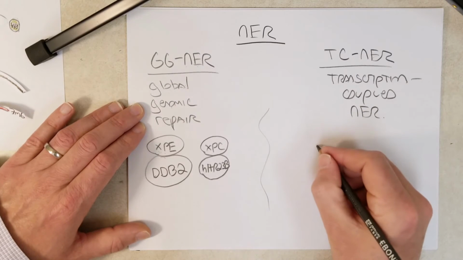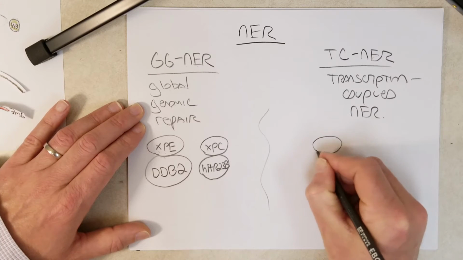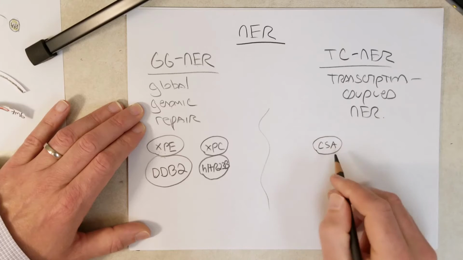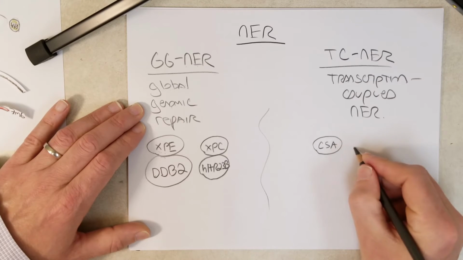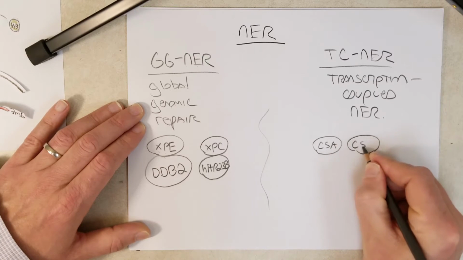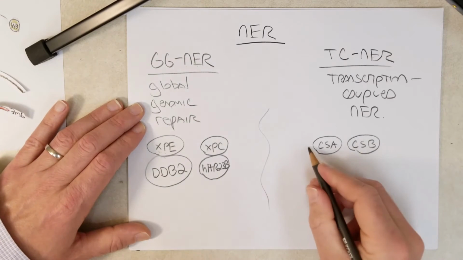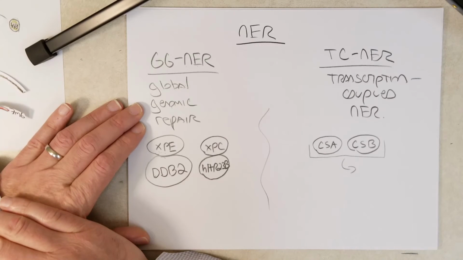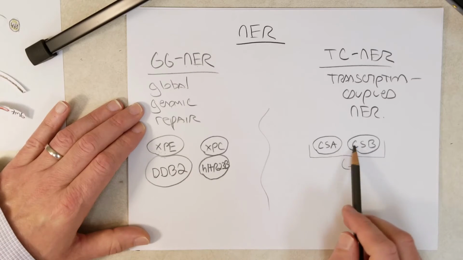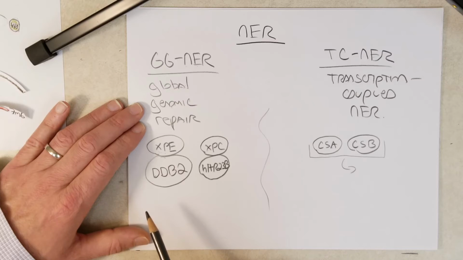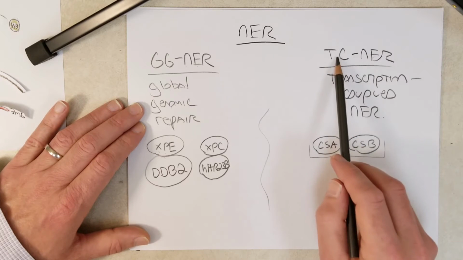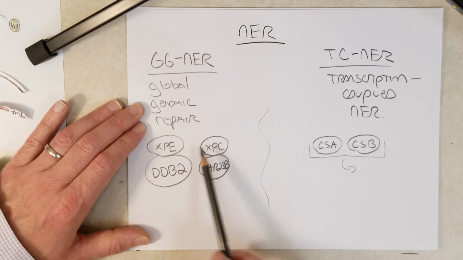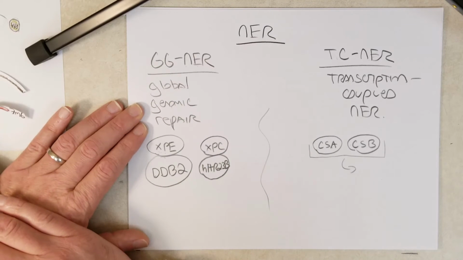Now over here, two of the proteins involved in the detection process are going to be called CSA and CSB. These might have roles in, well, RNA polymerase 2 is going to be a major component of detecting the CPDs. But these help with the process. So these two proteins right here are specific to TC-NER, and these over here are specific to GG-NER.